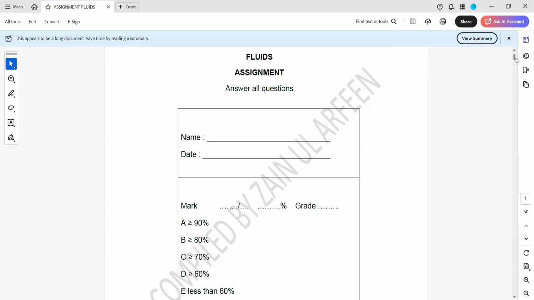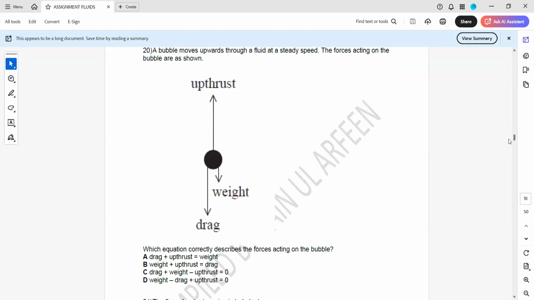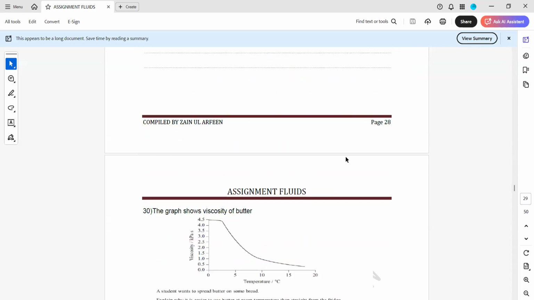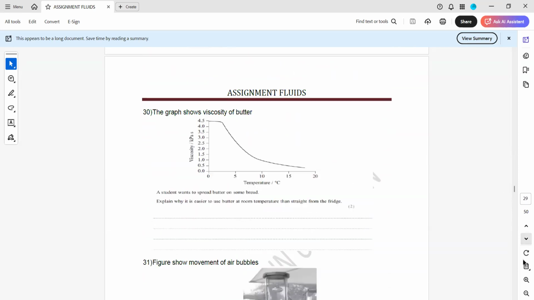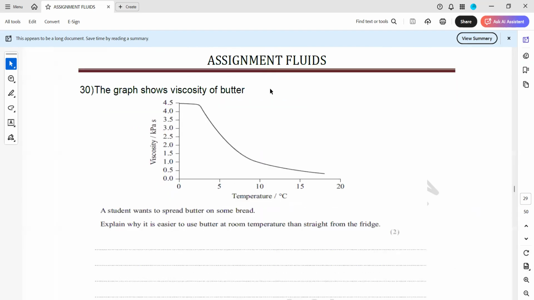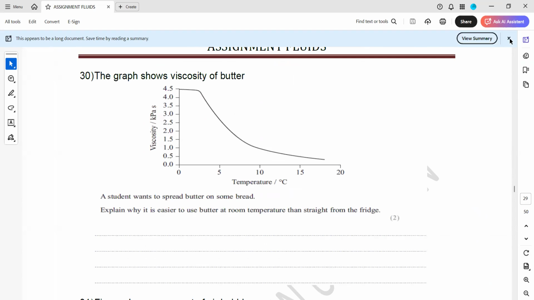So we have fluid dynamics. Question 29 I have discussed. Question 30 is there. The graph shows the viscosity of a butter. A student wants to spread butter on some bread. Explain why it is easier to use butter at room temperature than straight from the refrigerator.